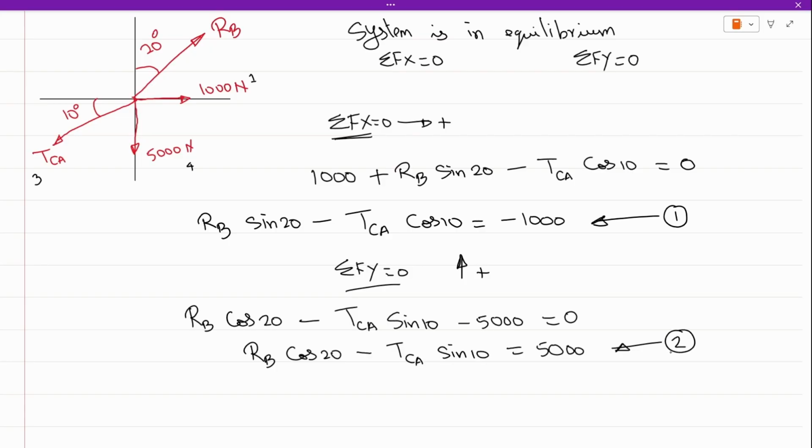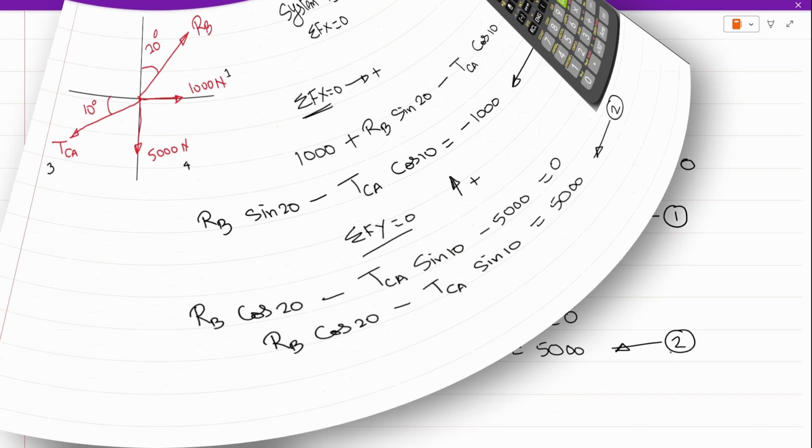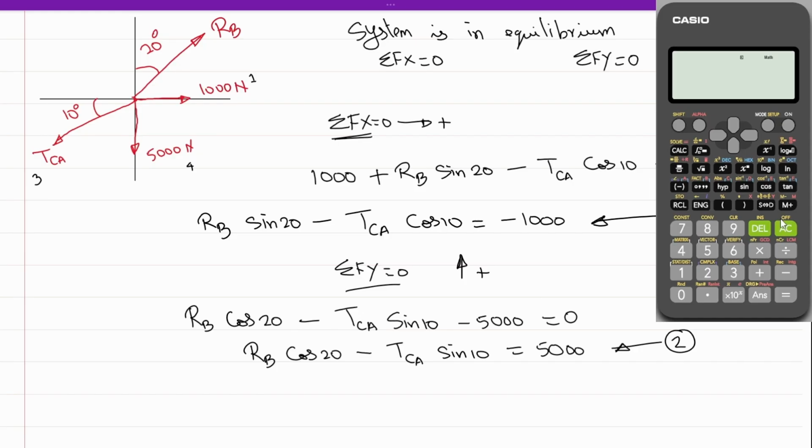Now the next step is to solve these two equations and identify our unknowns RB and TCA. In your calculator, let us substitute the values. Change your mode to equation: I am pressing mode, equation 5. This has two unknowns. For the first equation, A is sin 20, B is minus cos 10, and C is minus 1000.